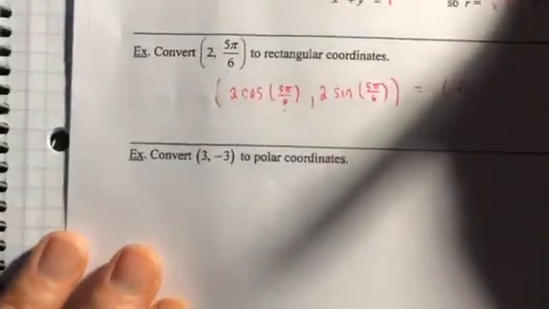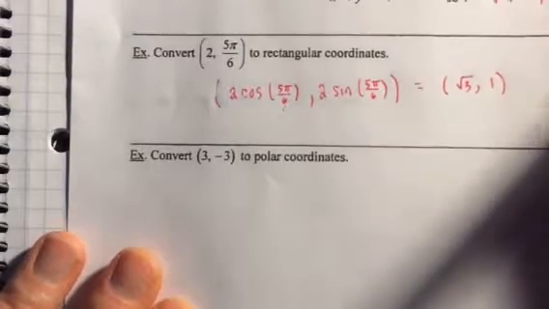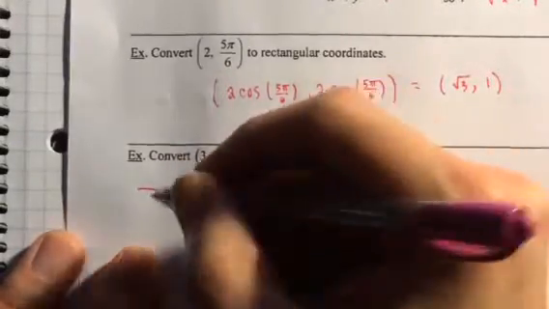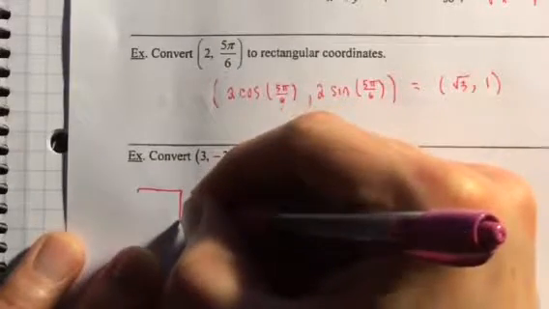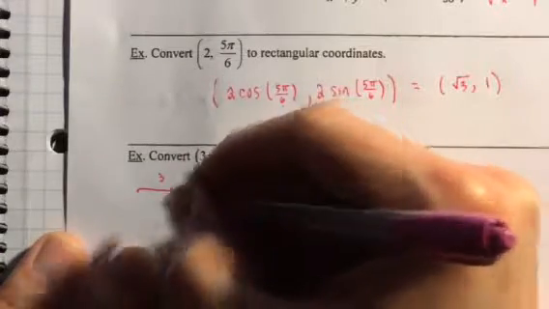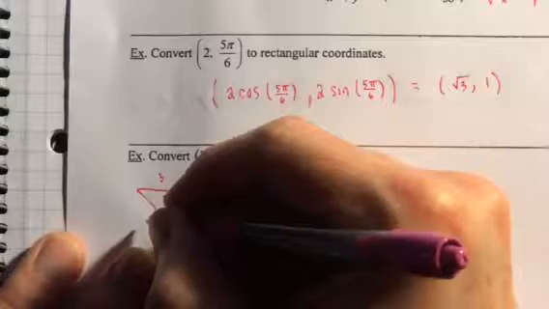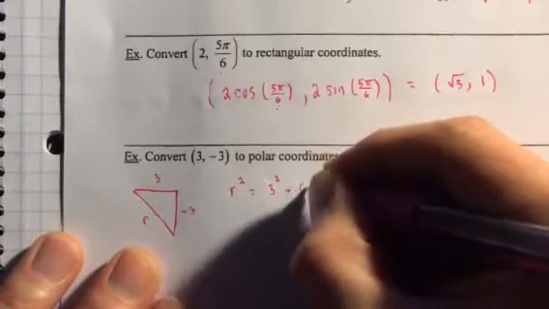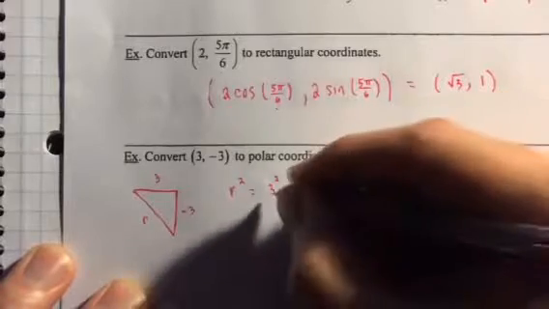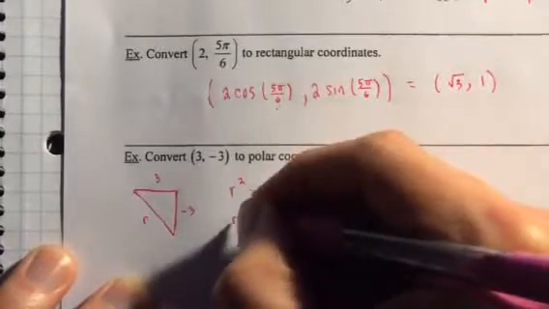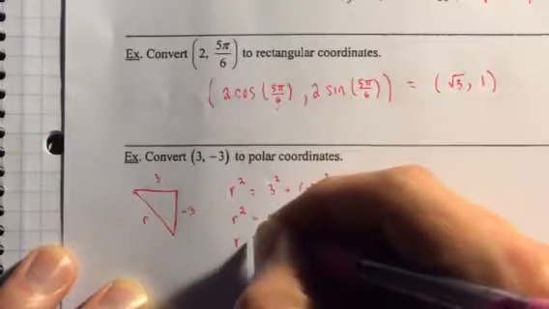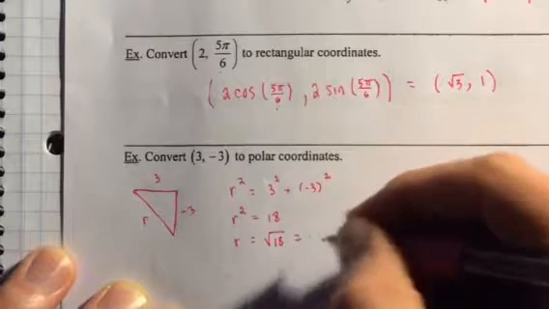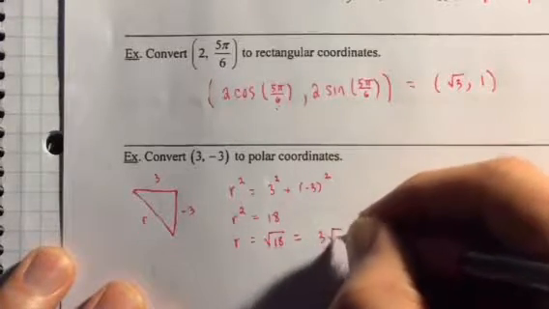Example 3, convert the rectangular pair 3, -3 into polar coordinates. So what we need to think about here is that we've gone right 3, and then we've gone down -3. So 3 and then -3. So there's our r right there. So we need to say that r squared is equal to 3 squared plus -3 squared. 3 squared is 9, and then -3 squared is 9. So r squared is 9 plus 9, which is 18. So r is the square root of 18, which is the same thing as 9 times 2, so 3 square root of 2.